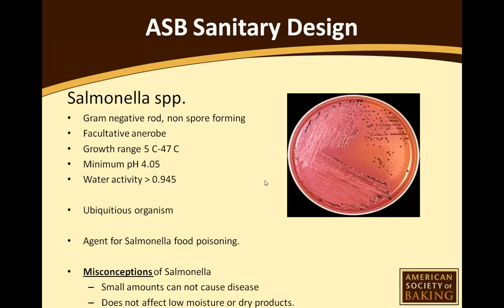That is why zoning to segregate raw from finished goods and dry cleaning are so important and critical to controlling Salmonella in the operation. And as you can see, some of the misconceptions are that small amounts cannot cause a disease, and that it does not affect low moisture products. And again, while the organism may not necessarily grow in low moisture products, the presence of it is the threat.